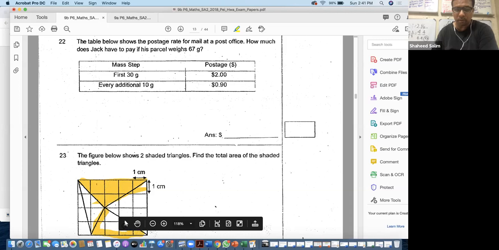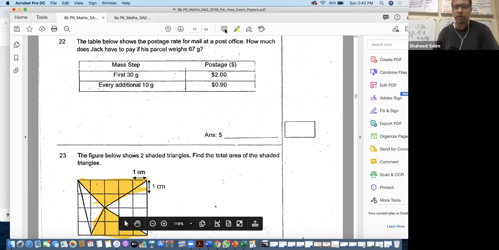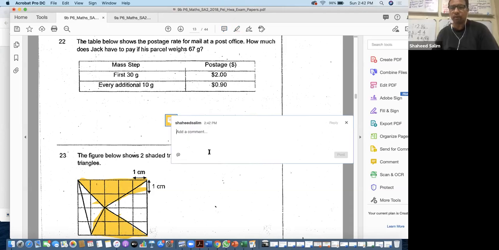$5.60. Okay, what about... $5.60 also. Okay, what about Sophia? My answer also $5.60. Okay, Sophia, are you there? Sophia's not here. What happened to her? Okay. All right, $5.60 is correct.